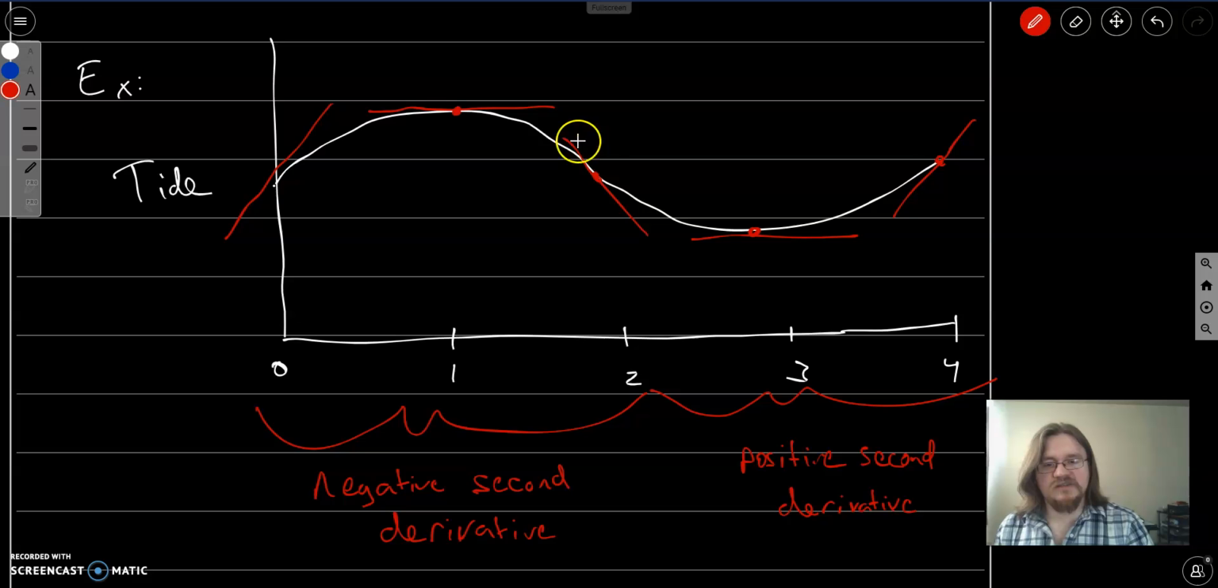And this is because our derivative is changing from negative to 0 to positive, so it's increasing, it's getting bigger. That means the derivative of the derivative, the rate of change of the rate of change, is positive because it's getting bigger. So we can do a lot of stuff analyzing just the shape of graphs.